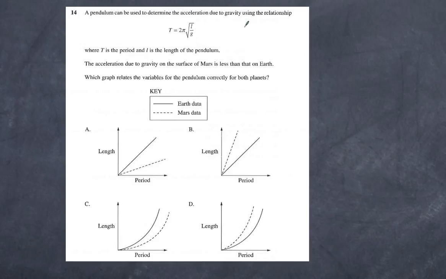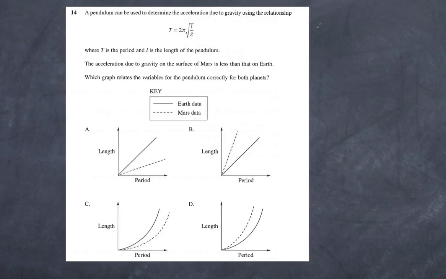So let's have a look at question number 14. We have a pendulum that can be used to determine the acceleration due to gravity using the relationship T equals 2π square root of L over g. And if you read the question, we're asked to see what the graph looks like when we compare length and period, and then also have a look at how the gravitational acceleration of Earth and Mars differ in terms of the graph.